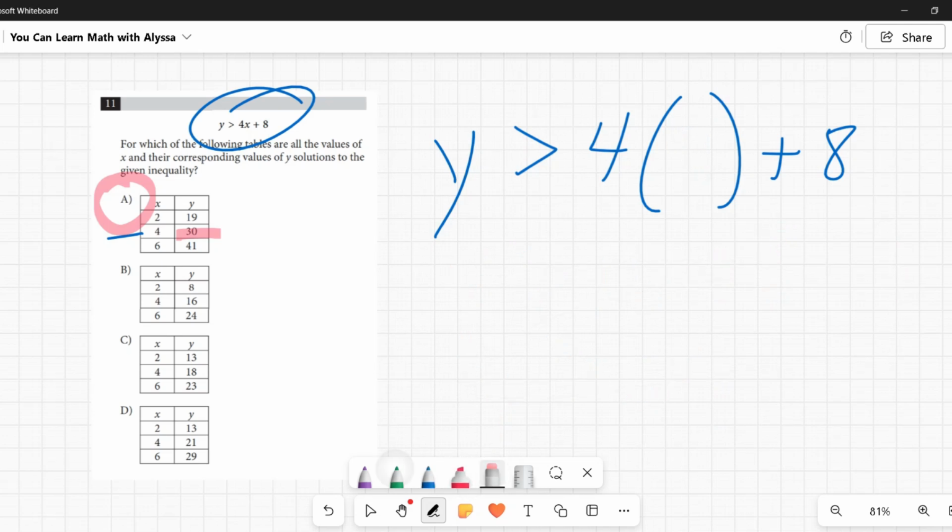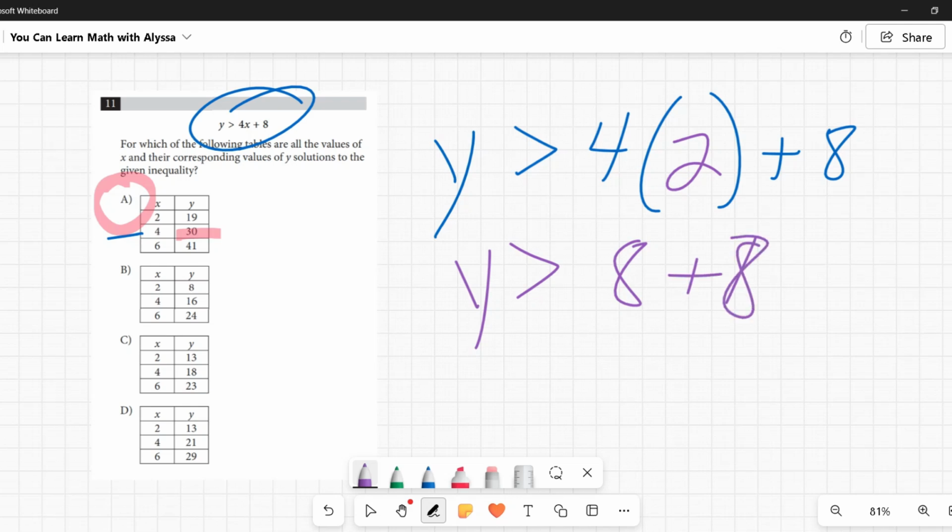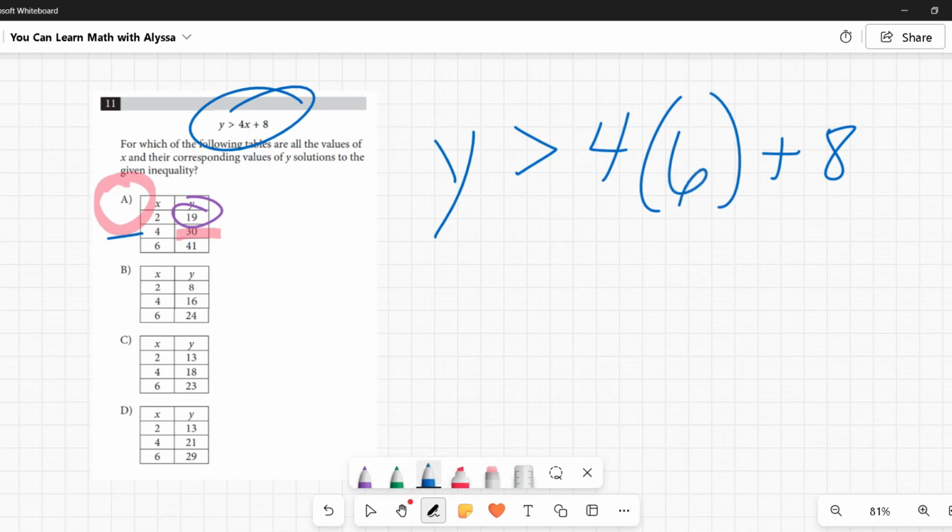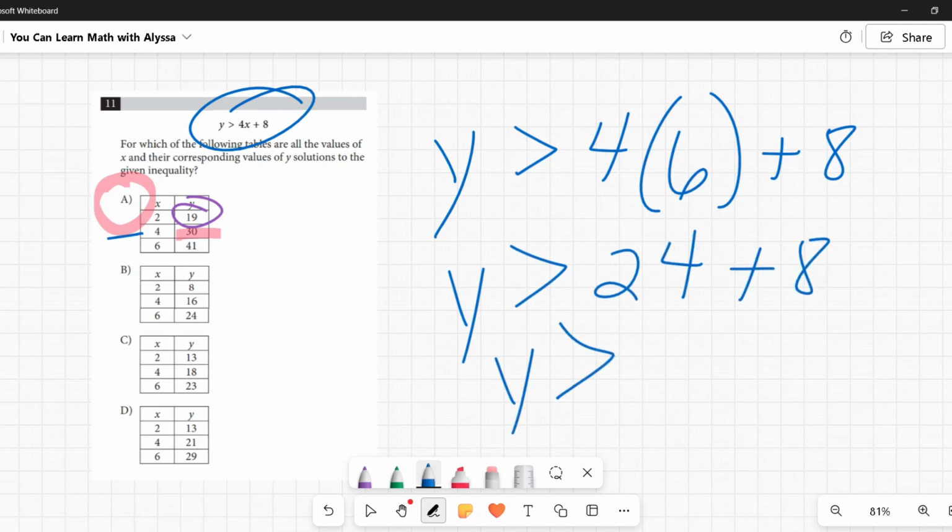All right, so let's check 2 and 6. Let's see what happens if we put 2 in here. Y is greater than 4 times 2 is 8 plus 8. Y is greater than 8 plus 8 is 16. Yep, sure enough, 19 is my value, so that one checks. And then finally 6. Y is greater than 4 times 6 is 24 plus 8. Y is greater than 24 plus 8 is 32. And my table says 41. Ding, ding, ding. A is my answer.